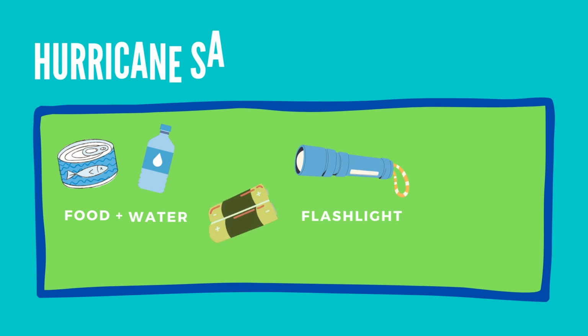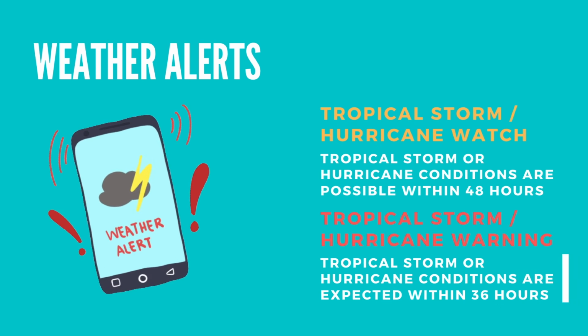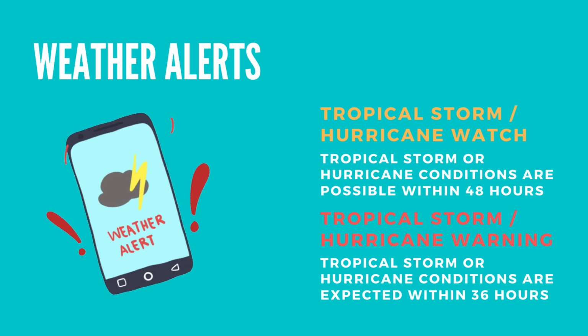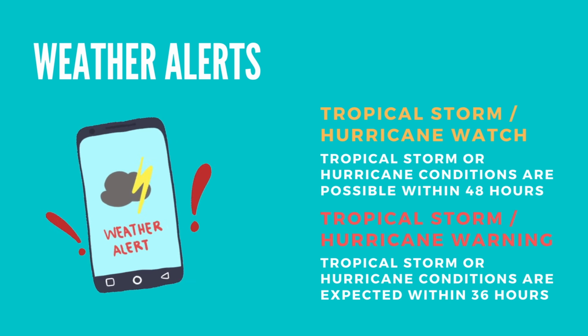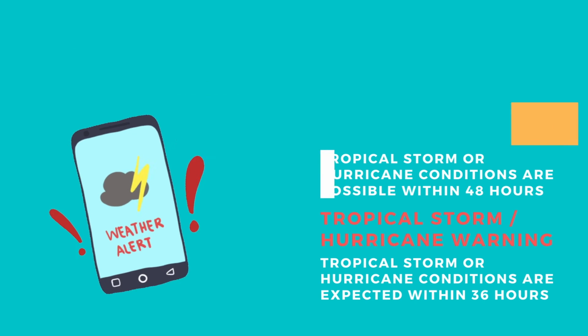If you live in a region that is prone to landfalling tropical storms and hurricanes, prepare a hurricane emergency kit containing food and water, batteries, flashlights, first aid kits, and other essential items. If a tropical cyclone-related weather alert is issued for your area and evacuation is encouraged by your local officials, evacuate. Even well-built housing can suffer damages during a hurricane.